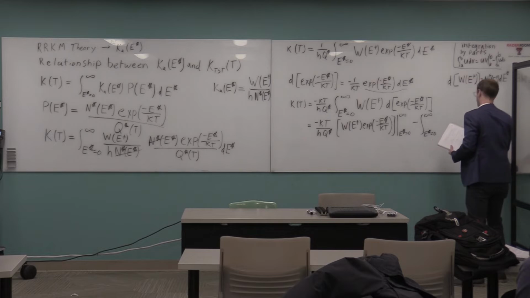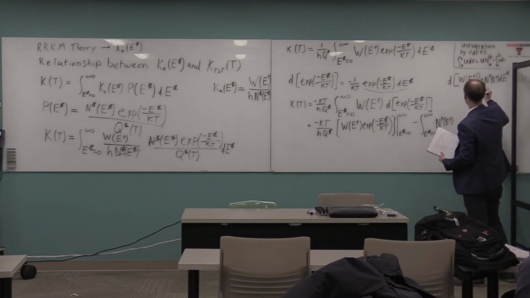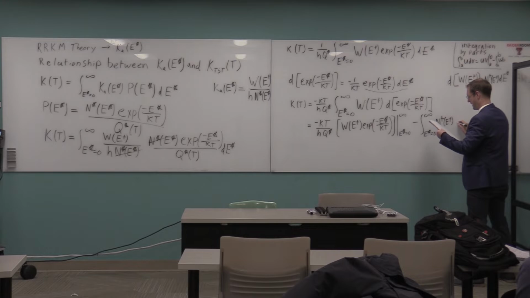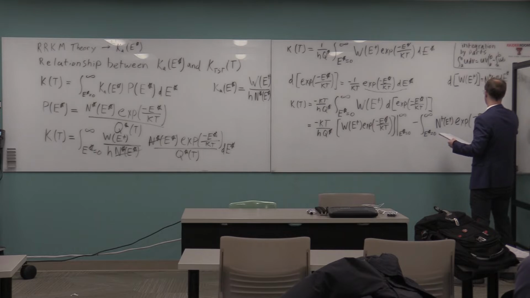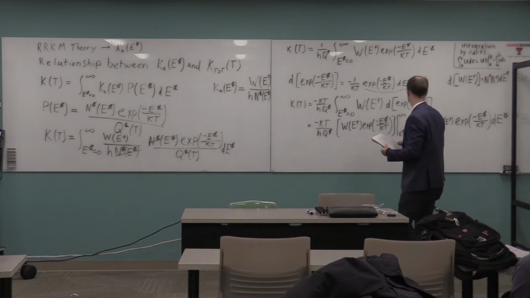Let me write this in a different order. I'm going to put n plus of E plus times exponential of minus E star over KT dE star. Okay.